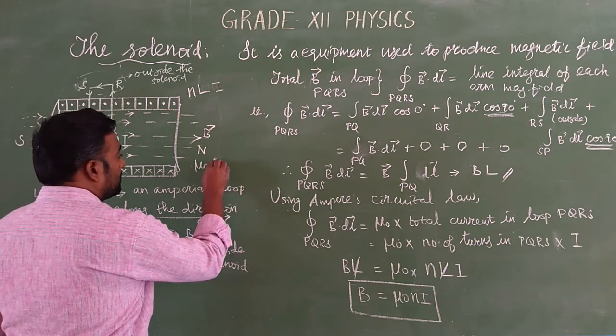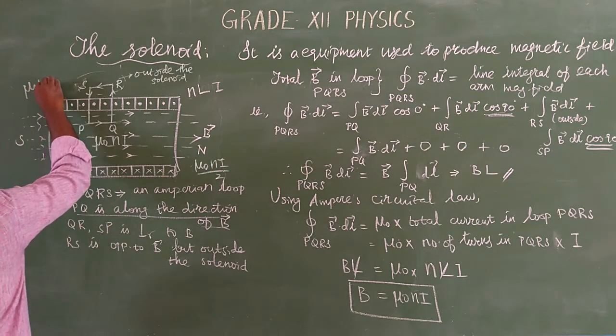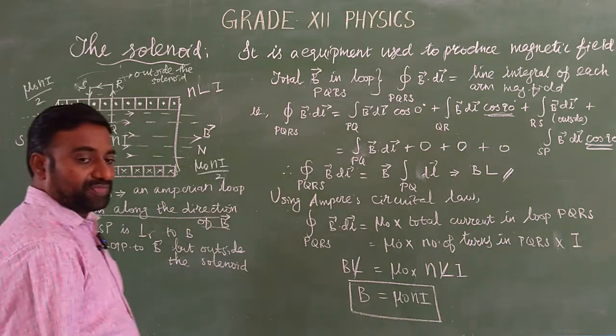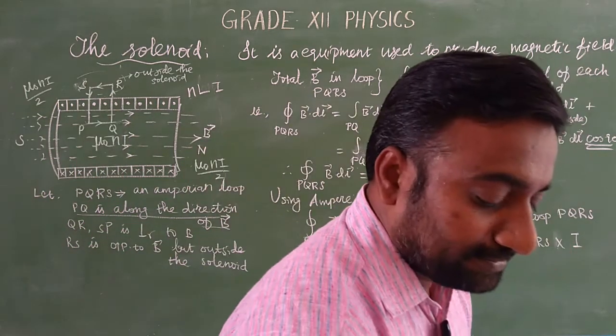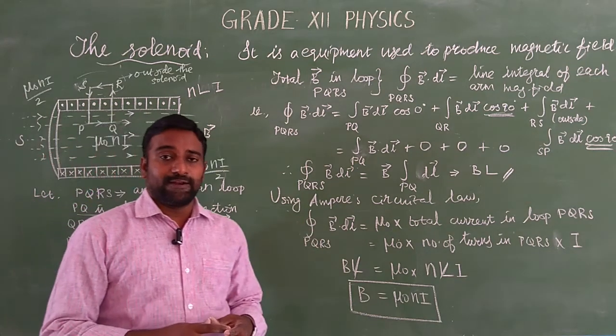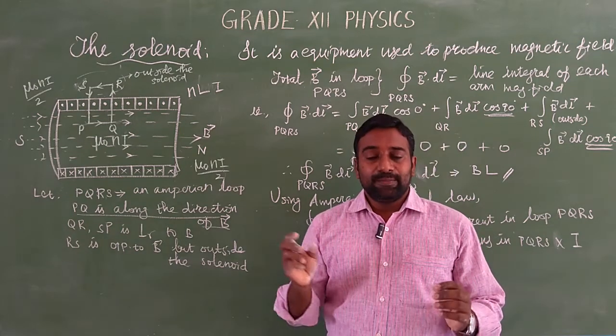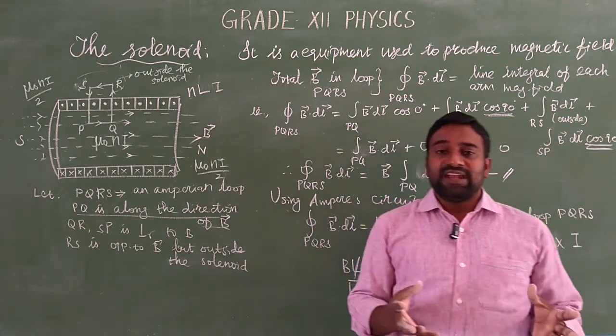So that is mu naught N i by 2. And at the end outside, the magnetic field will be mu naught N i by 2. Okay, so I'll repeat once again. The same method only we are going to use to determine the magnetic field for the toroid. Okay, toroid we will see in the next class. Now the solenoid. Solenoid is nothing but a piece of equipment used to produce a magnetic field.